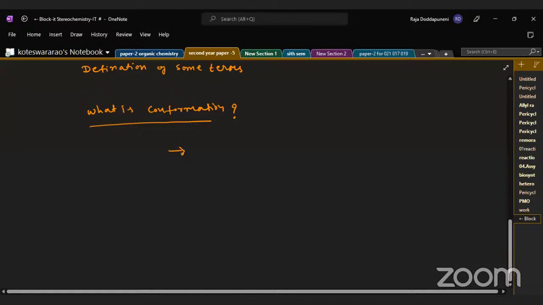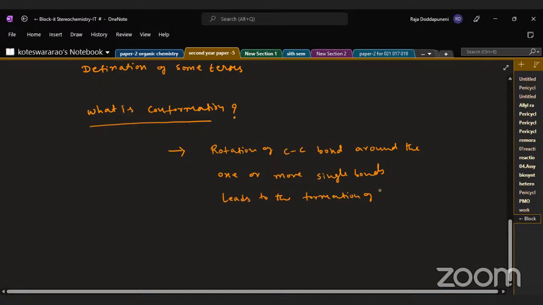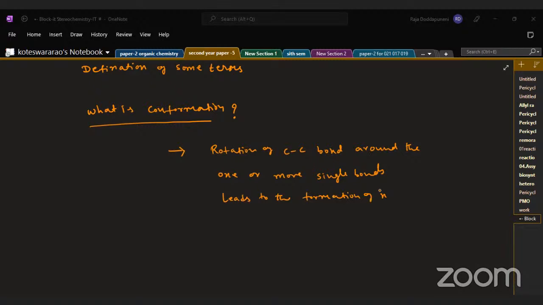The basic definition is: rotation of C-C bond around one or more single bonds leads to the formation of new stereoisomers.